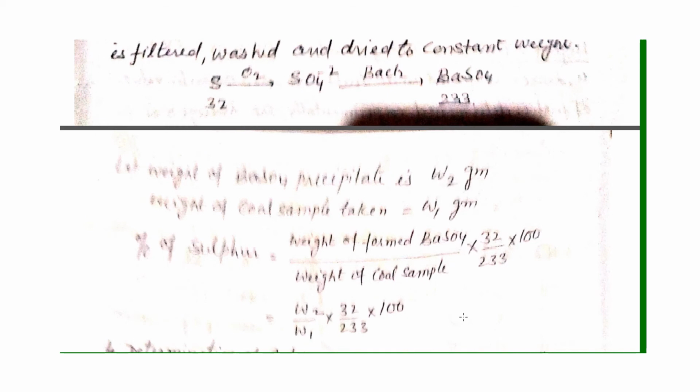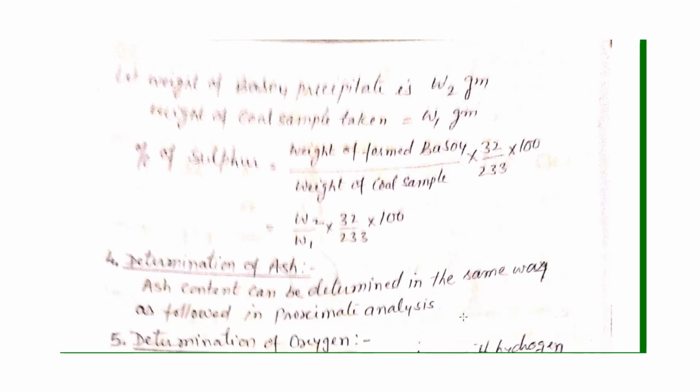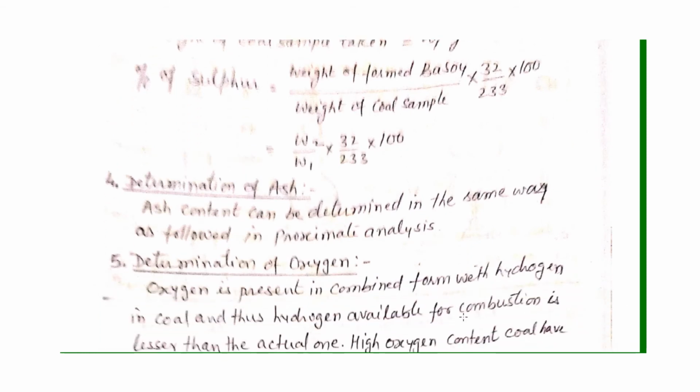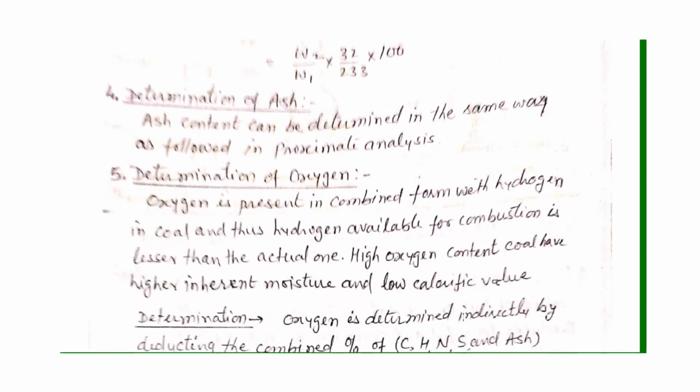So putting these values, we can easily calculate the amount of sulfur present in the given fuel sample. Now the fourth component is determination of ash. As we have discussed in proximate analysis, ash is the end product of the complete combustion of any solid fuel, specifically coal, wood, charcoal, etc.